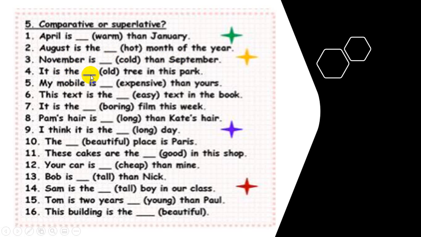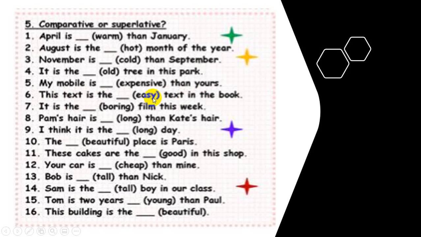Number 4, it is the ___ tree in the park. Very good. The oldest tree in the park. Number 5, my mobile is ___ than yours. Than. More expensive. Number 6. This text is the ___ text in the book. Very good. The easiest. Easiest.